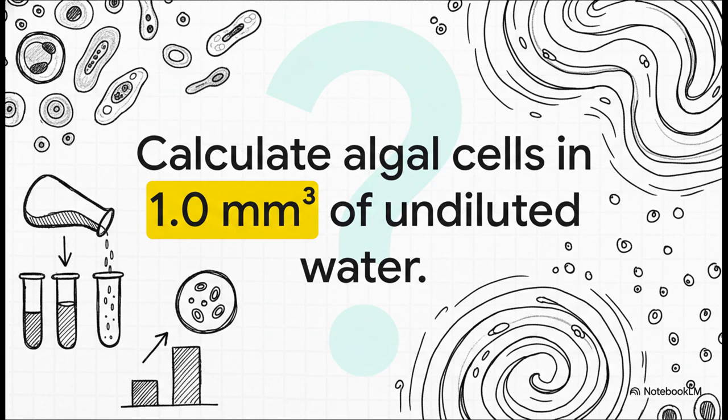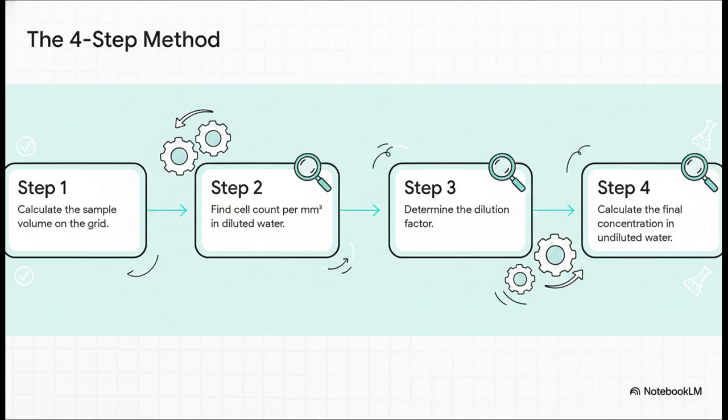Our mission is to use this number from the diluted sample to work backwards and figure out how many cells there were in 1 cubic millimeter of the original, undiluted pond water. Now, a big calculation like this can look pretty intimidating, I know, but the best way to tackle it is to just break it down into smaller, manageable steps. We're going to use this 4-step method, which is exactly what the examiner will be looking for in your working out.